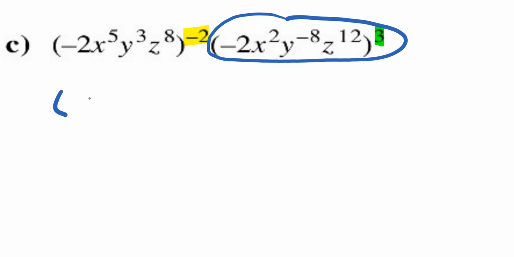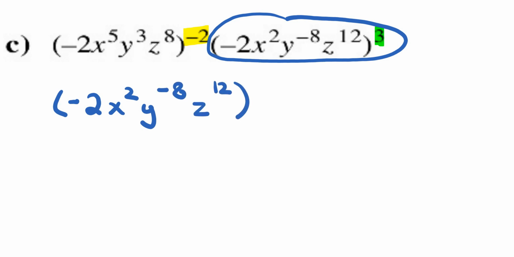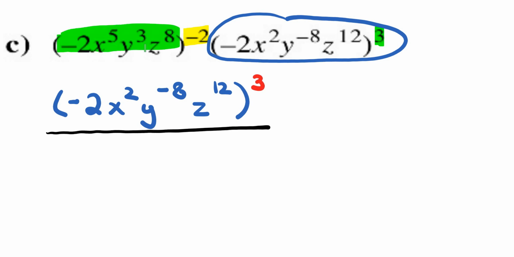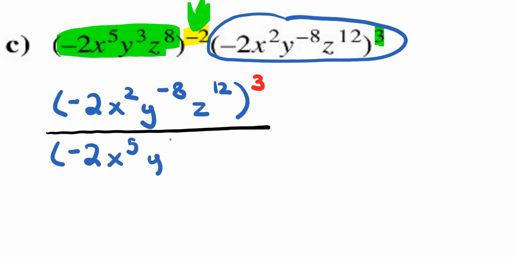leave that on the numerator as negative 2 x squared y to the power of negative 8, z to the power of 12, all to the power of positive 3, and then we're going to divide this by everything in the green brackets, because the green brackets are being raised to the power of negative 2. So this is going to be a negative 2, x to the 5, y to the power of 3, z to the power of 8, close bracket, and then I have a positive 2.